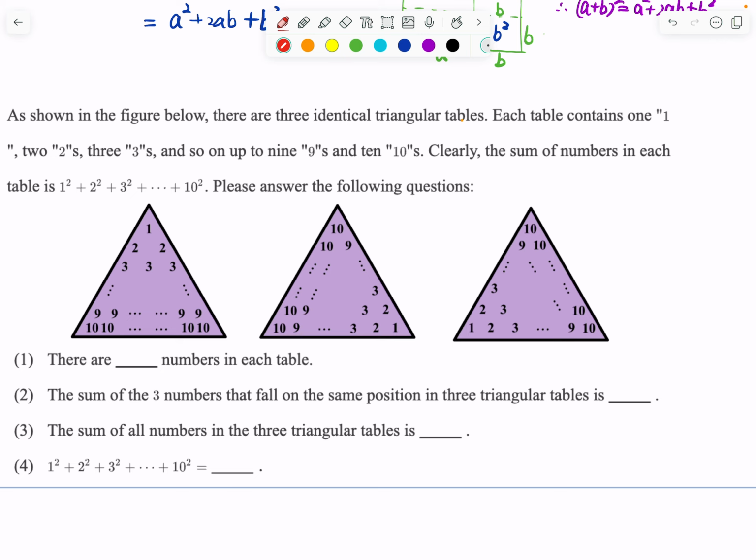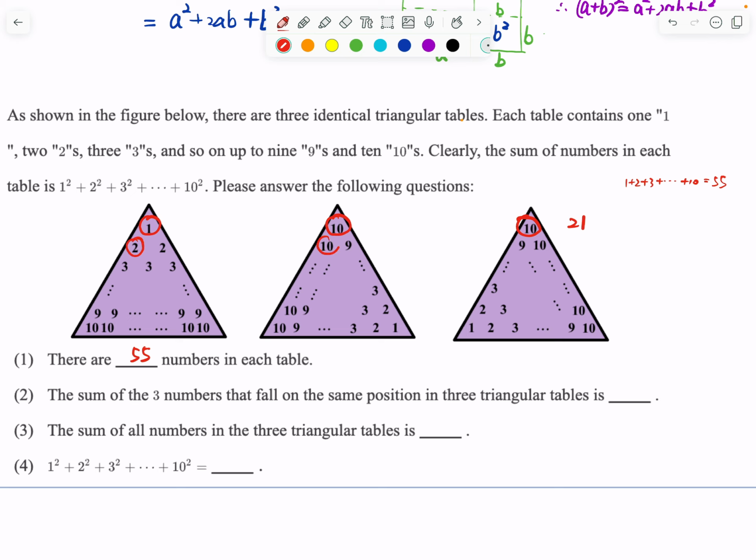Okay, now let's think about how many numbers we have in each table. You can just use the Gaussian sum, which is 1 plus 2 plus 3 plus and so on plus 10. This should be 55. That means we have 55 numbers in one triangular table. Now let's look at the second one. The sum of the three numbers that fall on the same position in the three triangular tables is what? You can see it's 1, 10, and 10. So what is the sum? The sum is 21.